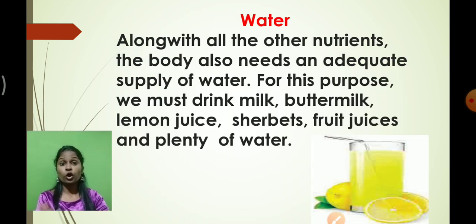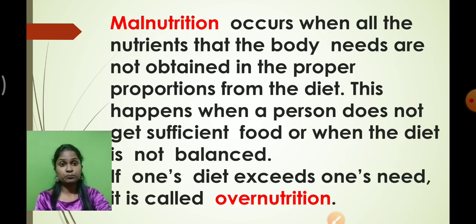And most importantly, not just the fruits and vegetables, the most important component of our diet is water. Even water is equally important, because water is important to supply all types of nutrients to each and every part of the body. It is very essential, and that's why always remember, students, we must keep on drinking milk, buttermilk, lemon juice, sherbet, fruit juice, and as much water as you can, you should have it daily. Understood? So that's why water is very important.